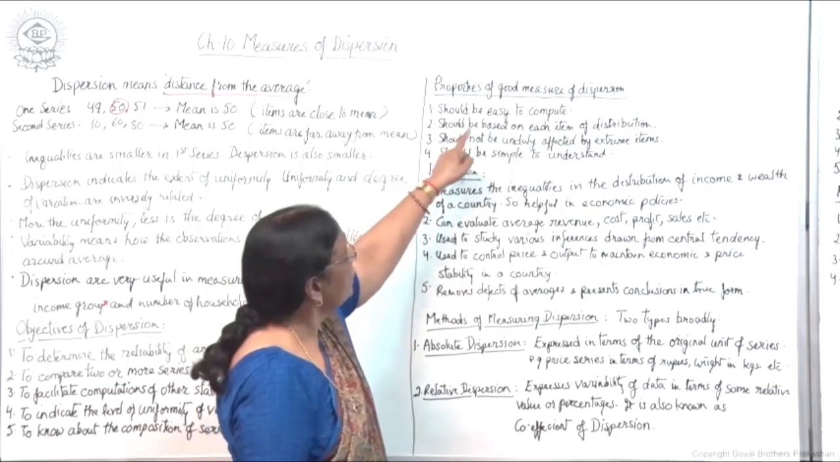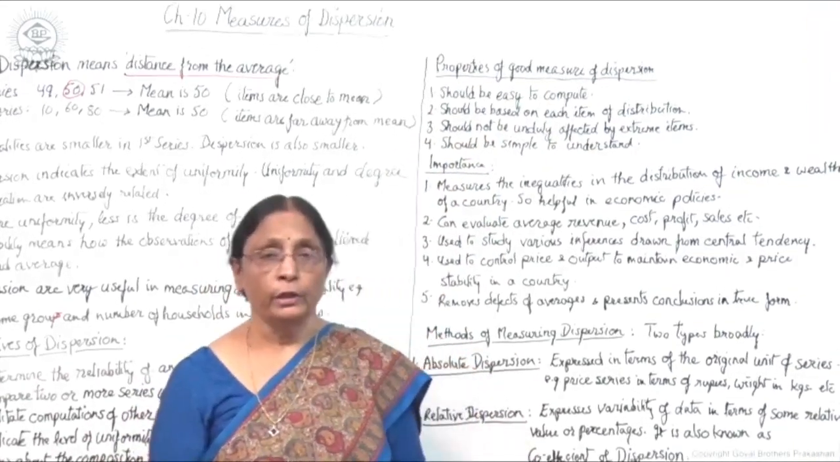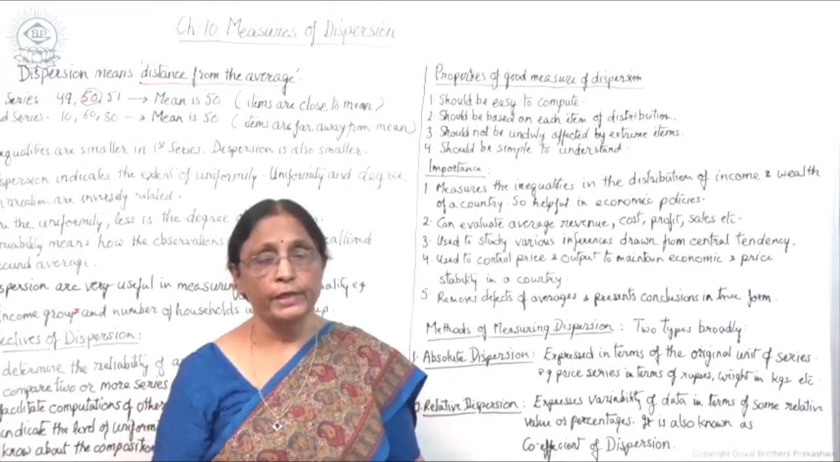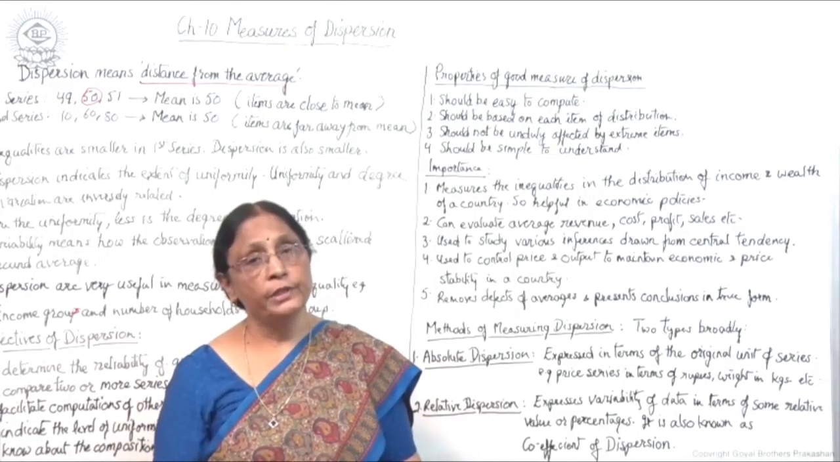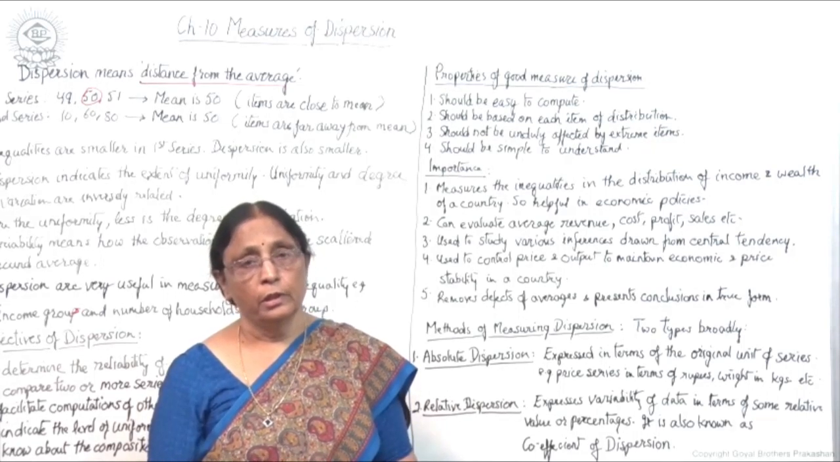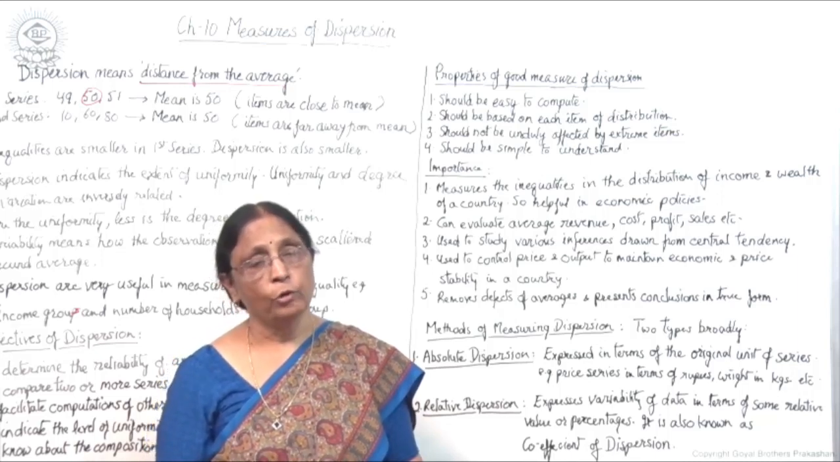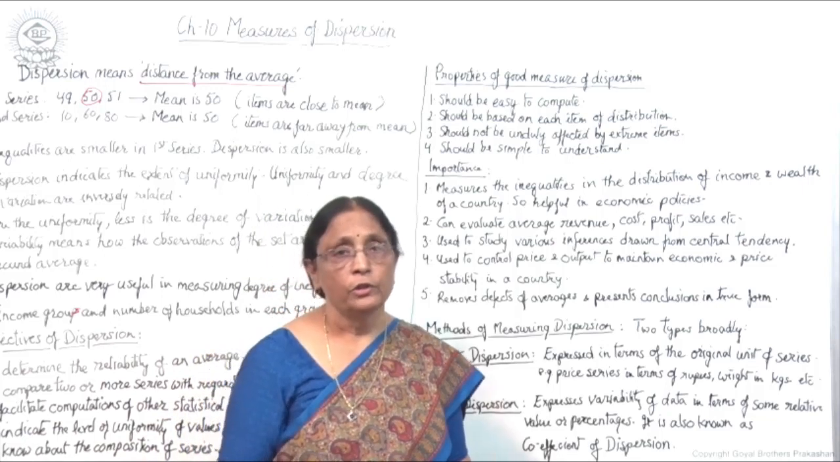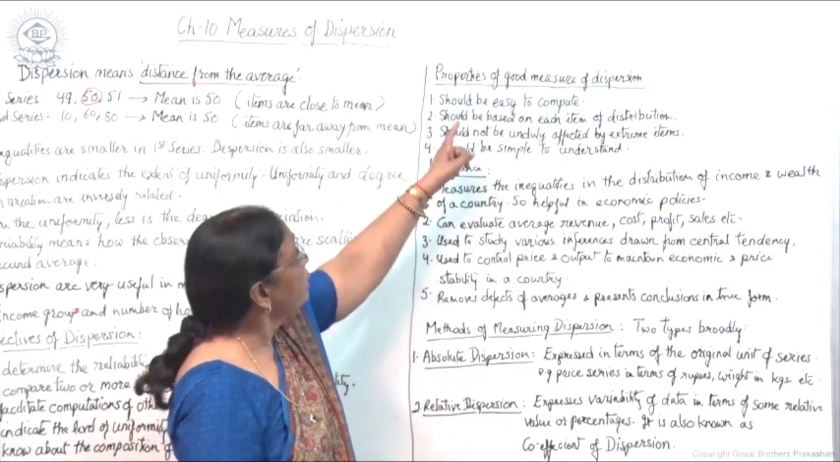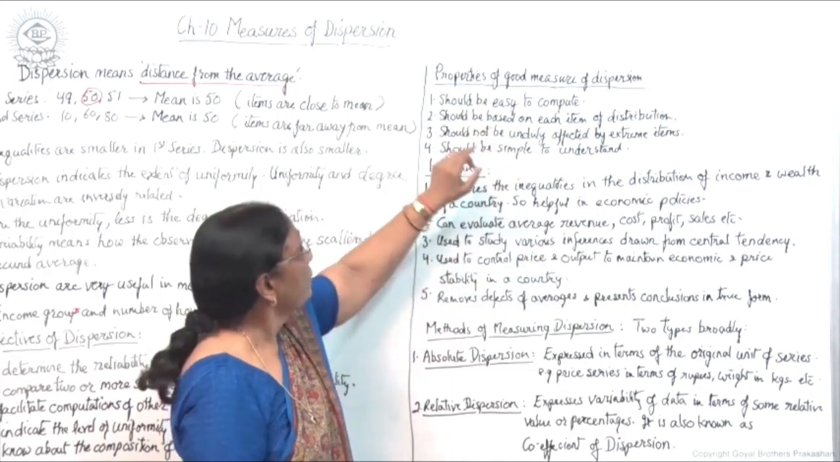First, it should be easy to compute. Any measure of dispersion you are following or practicing should be easy to understand and easy to compute. Then only the result will be accurate. If the calculation is very complex, then obviously the result will not be good. So, a good measure of dispersion is one that you are able to compute easily.